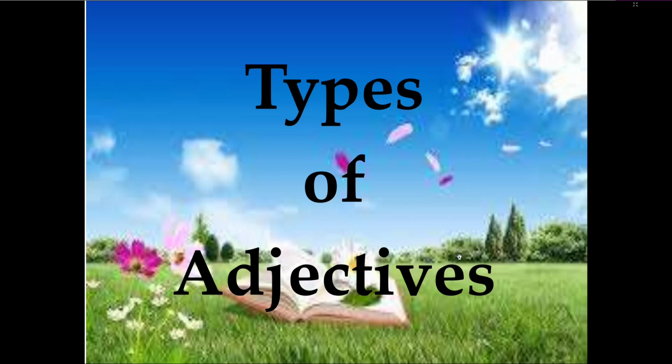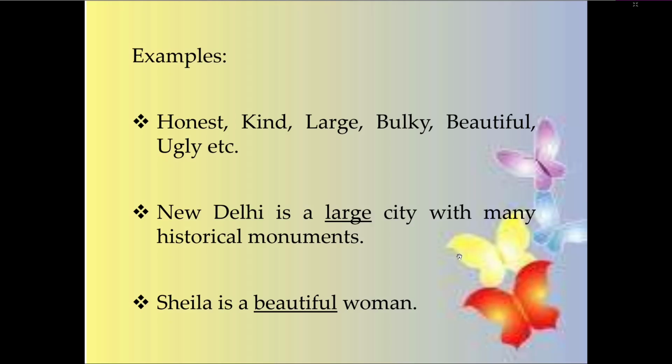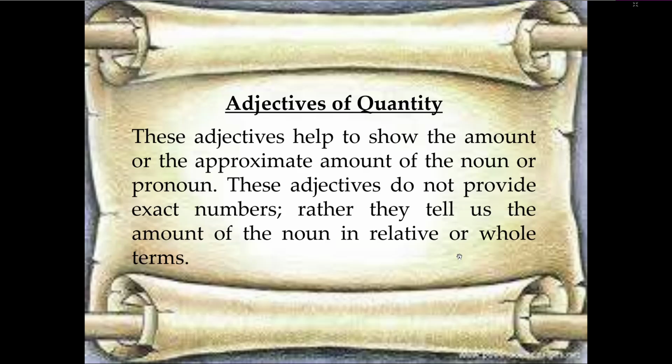Now, types of adjectives. The first type of adjective is adjectives of quality. These adjectives are used to describe the nature of a noun. They give an idea about the characteristics of the noun by answering the question, what kind? For example, honest. What kind of person is that? Honest, kind, large, bulky, beautiful, ugly, etc. New Delhi is a large city with many historical monuments. Sheila is a beautiful woman.